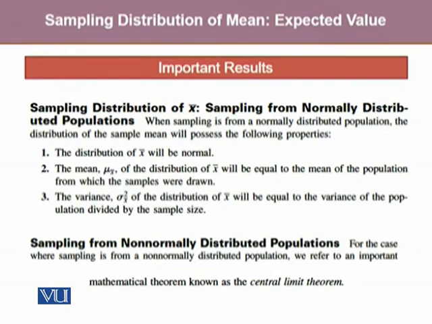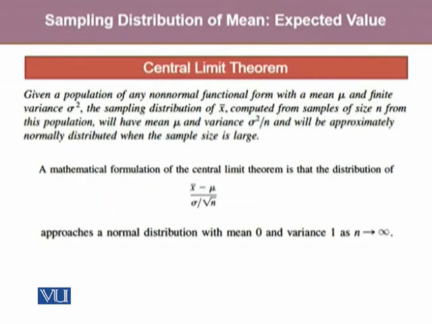But when the sampling is done from a non-normally distributed population, there is a very important mathematical theorem known as the central limit theorem that gives us a very important result. The central limit theorem says that given a population of any non-normal functional form with a mean mu and a finite variance sigma square, the sampling distribution of x bar computed from samples of size n from this population will have mean mu and variance sigma square over n, and will be approximately normally distributed when the sample size is large.